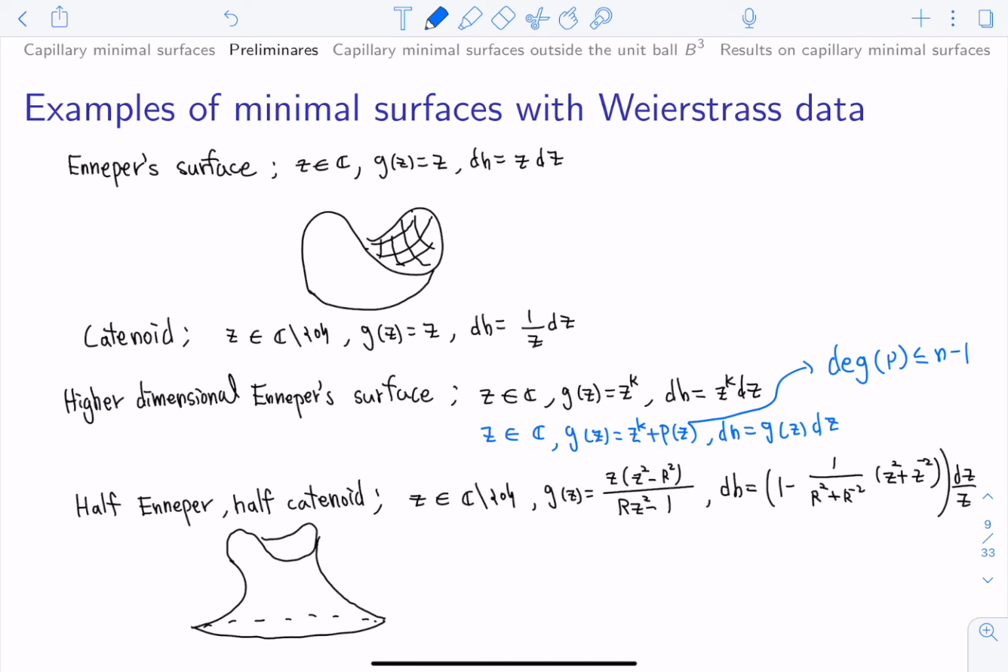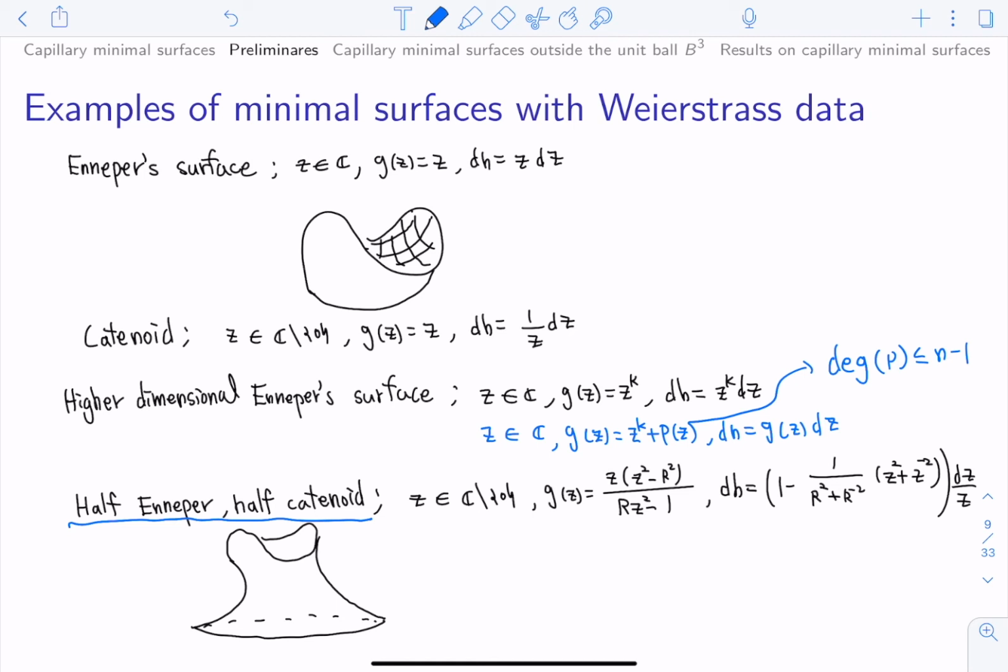There is a more complicated example. So here is an example. It is called the half Enneper and half catenoid example. So it has two ends, and one end is asymptotic to the Enneper's end, and the other end is asymptotic to the catenoidal end.